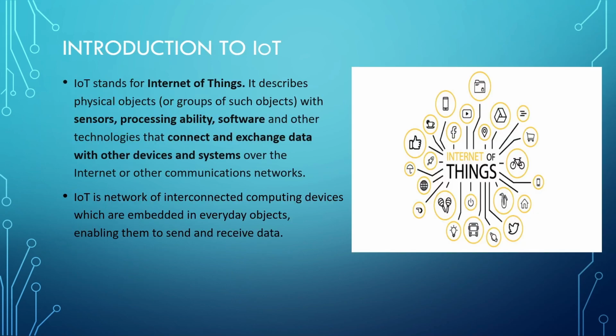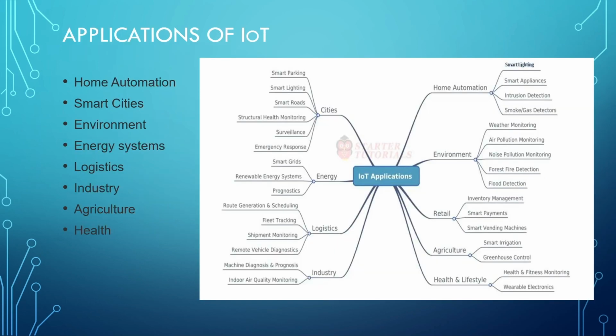Now, let us begin with Introduction to IoT. IoT stands for Internet of Things. It describes physical objects or group of such objects with sensors, processing ability, software, and other technologies that connect and exchange data with the other devices and systems over the internet or other communication networks. IoT is a network of interconnected computing devices which are embedded in everyday objects, enabling them to send and receive data.